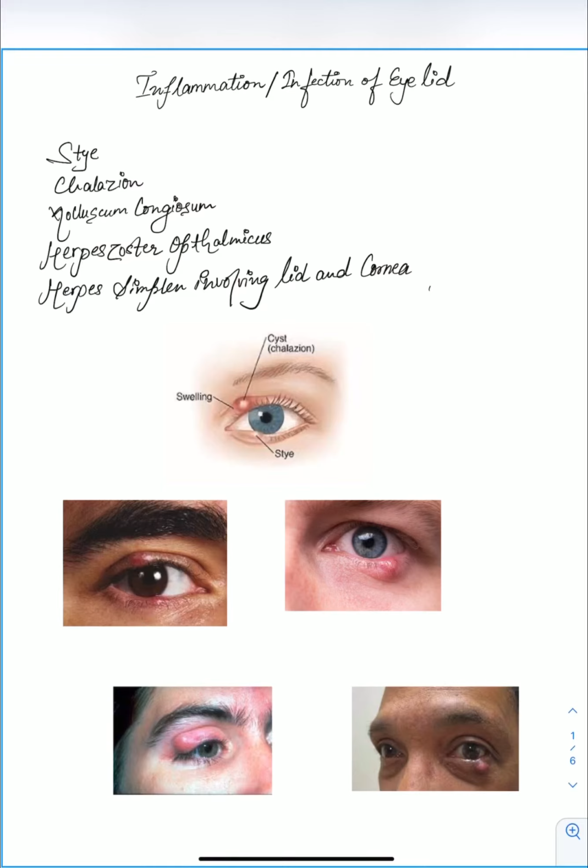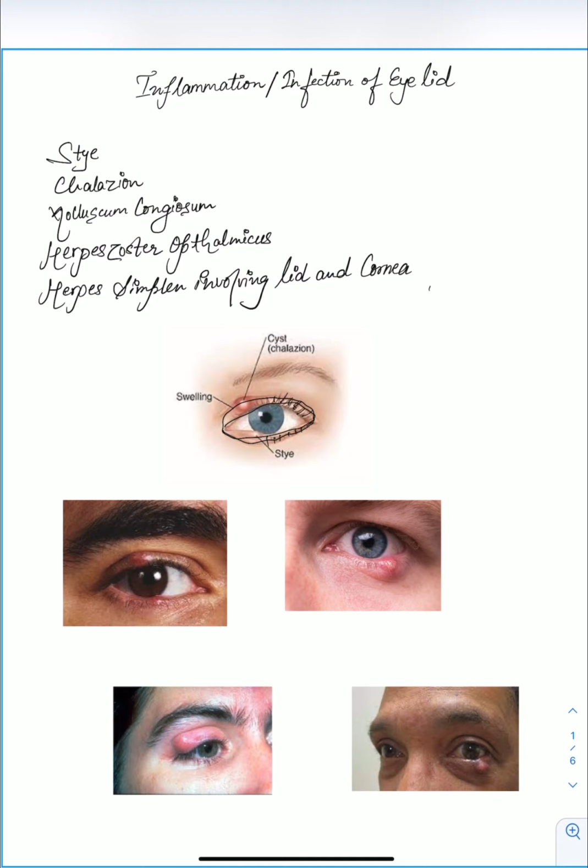Today we are going to learn about the inflammation or infection of the eyelid. So first of all, we should know what the eyelid is. Here we can see the first image. This is known as the eyelid, and these are the eyelashes. Any infection or inflammation that occurs in this part of the eye is known as eyelid or eyelash infection.